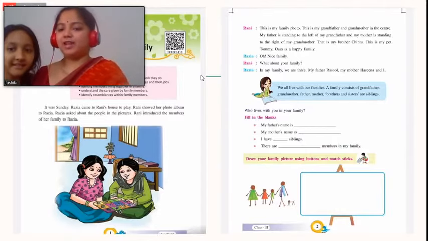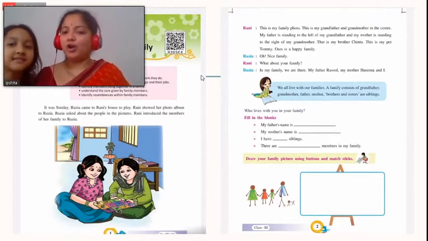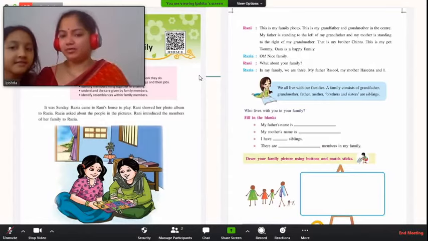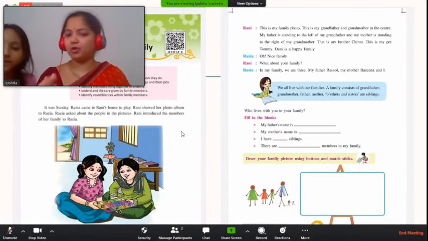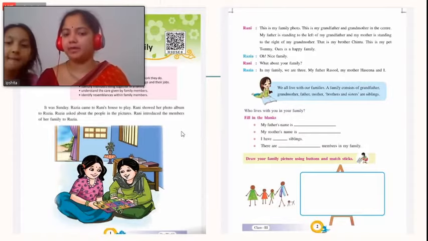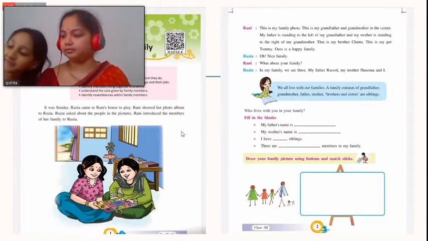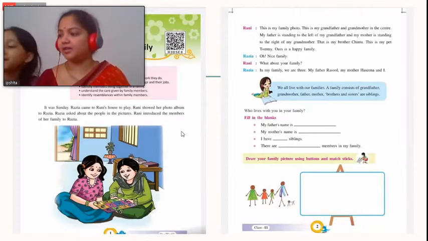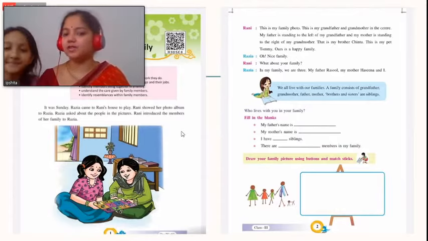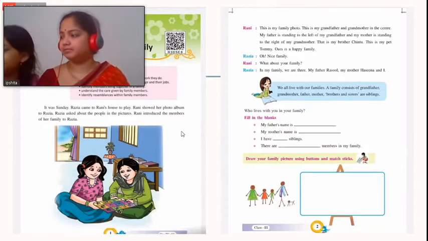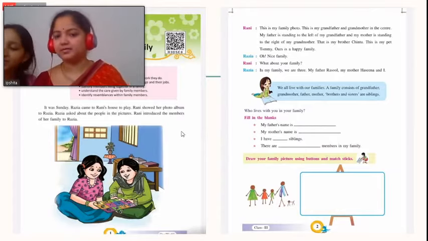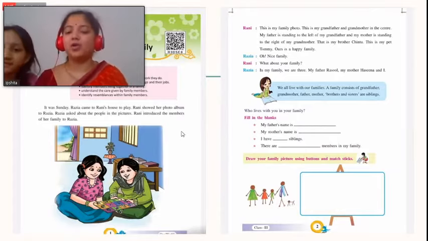Now, do you see these fill in the blanks here? Yes. I want you to form questions so that you get answers for these fill in the blanks from your friend. What question will you ask for the first one? What's your father's name? Okay, so the question for the first one is, what is your father's name? Next one, how will you ask for the next one? What's your mother's name? Okay.